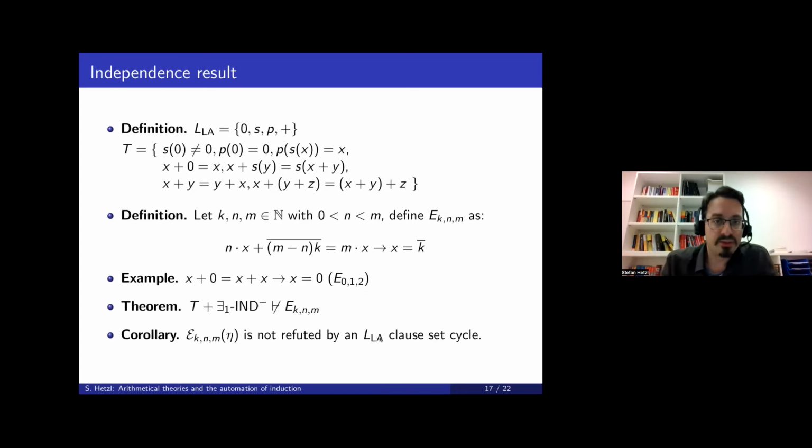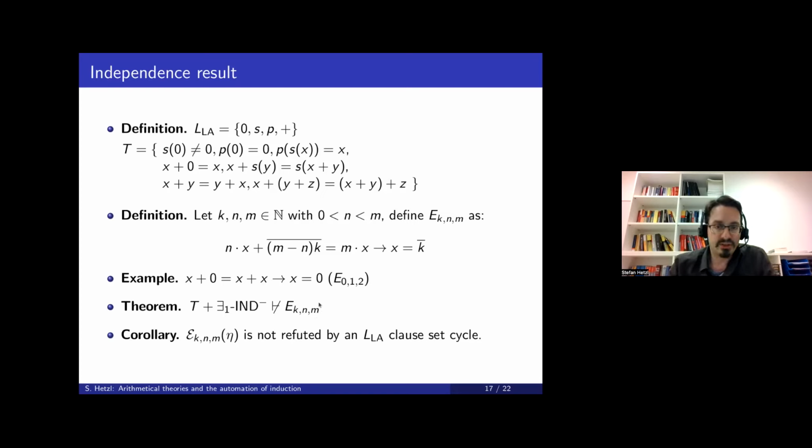And what we could show is that if you take this base theory T plus parameter-free existential one induction, then we cannot prove these E, K, and M.